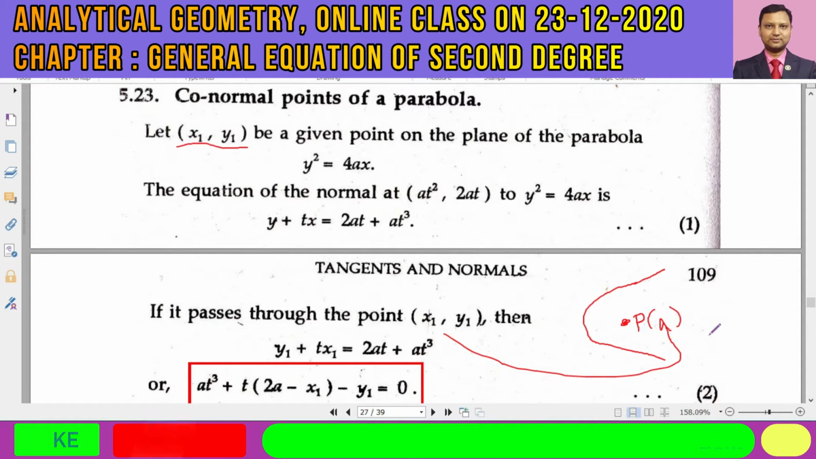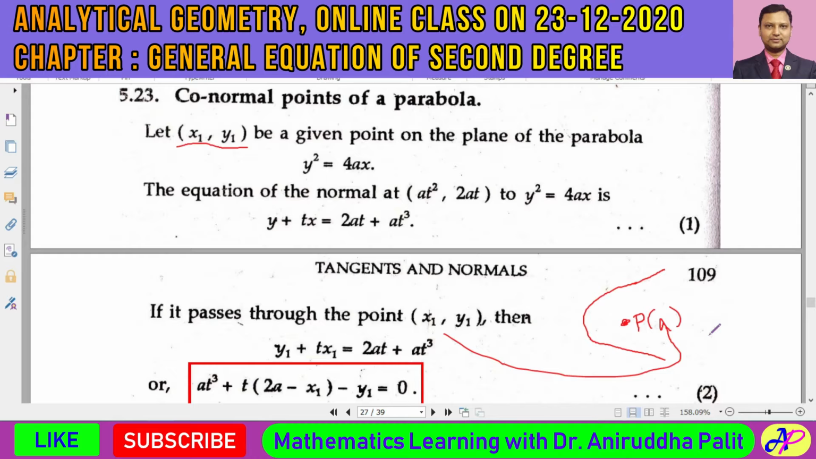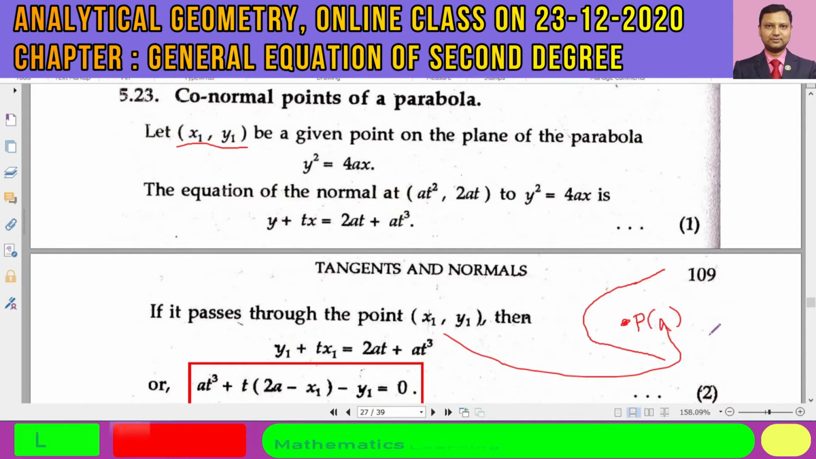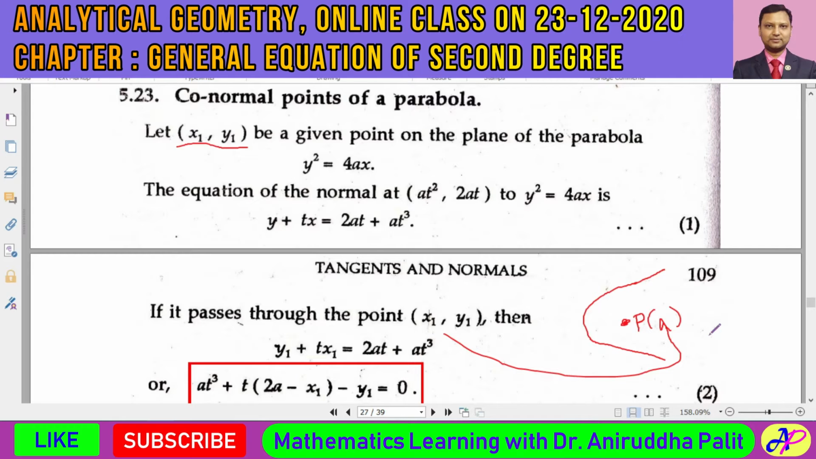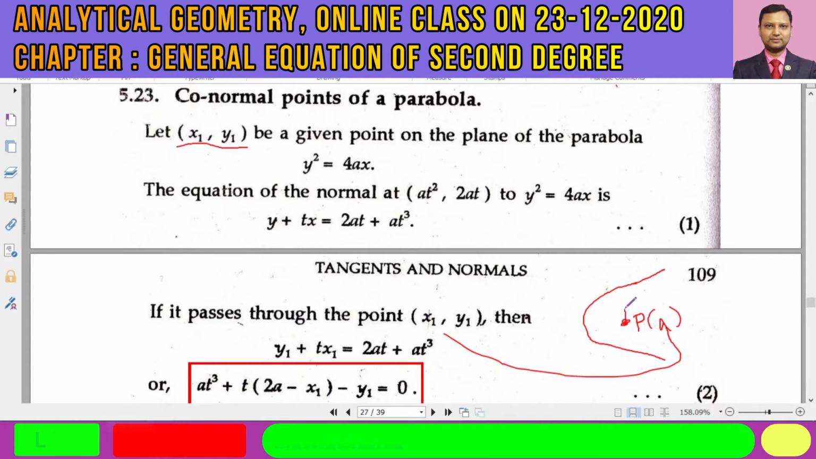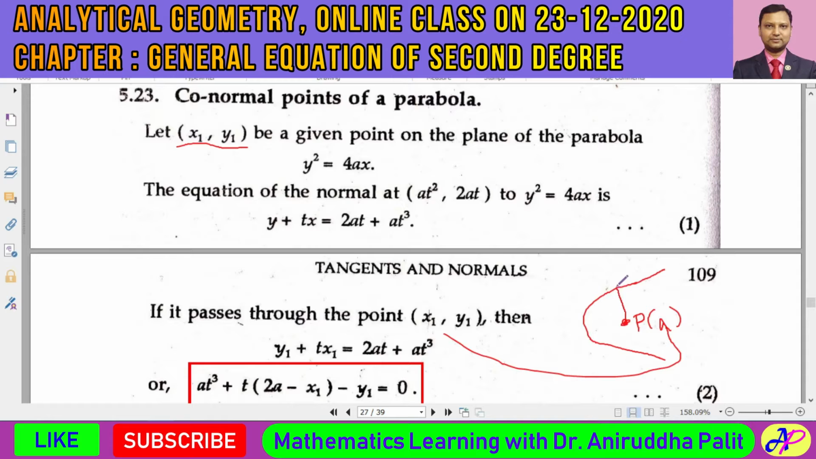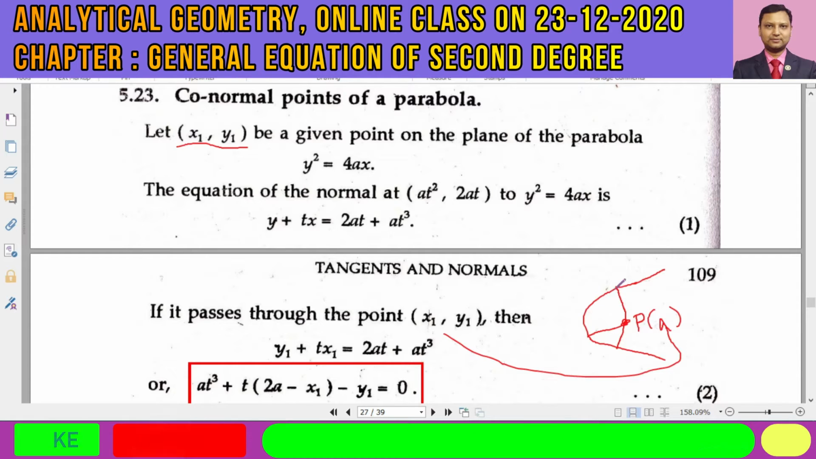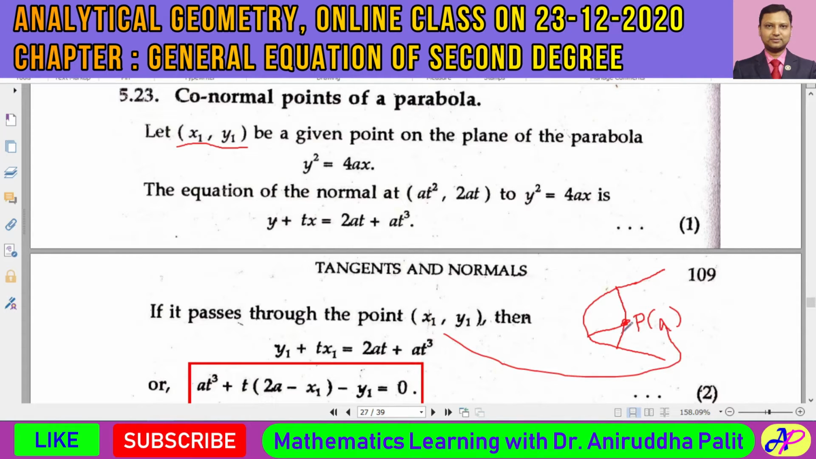And the question is that how many normals can be drawn from this point P on the parabola? I am repeating the question. How many normals can be drawn from the point P on the parabola? If you look at this picture, though it is not very good, maybe this is one normal, maybe this is another normal, and maybe this is the third normal. We can prove that three normals can be drawn from a point (x1, y1) on a parabola.